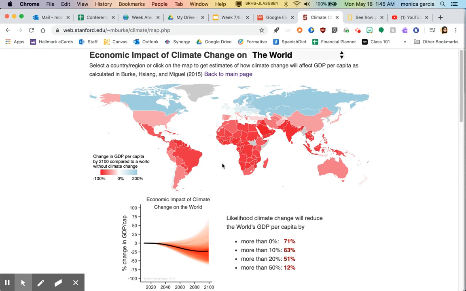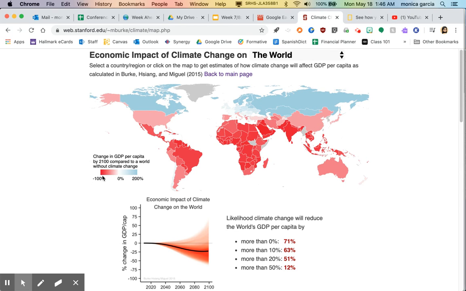Okay, so to look at how your country specifically will be impacted by climate change in terms of its economy, we are going to go to this interactive that comes from Stanford University. And what this tells you is how their GDP is going to change by the year 2100 compared to a world without climate change. So what you see here is the bluer the country is, the more the GDP is going to increase. So essentially their economy is going to actually do better because of climate change.